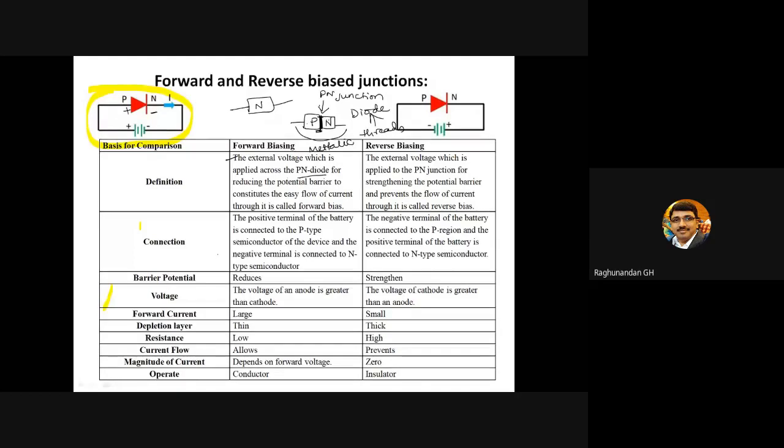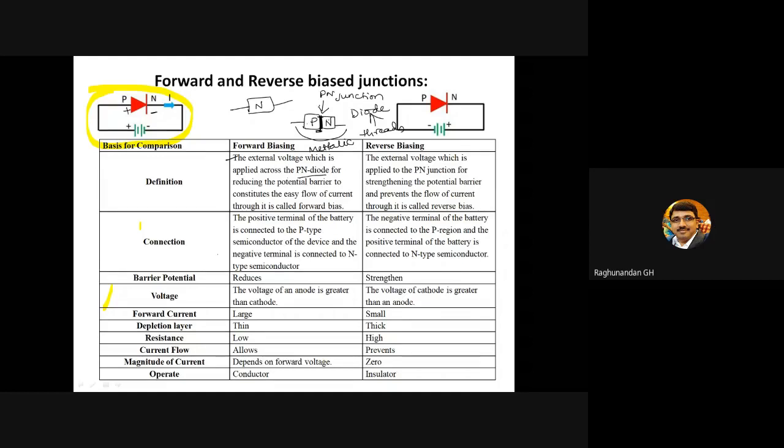Connection, we already know: positive to positive, negative to negative. No need of repeating the same thing. Barrier potential, here in the forward biasing, means the voltage across the junction or the separation between P and N. There is a separation, no? That has some voltage. That voltage is going to reduce. On the other end, the potential barrier is going to strengthen. That means it is going to increase.